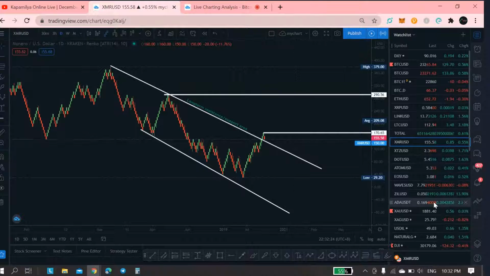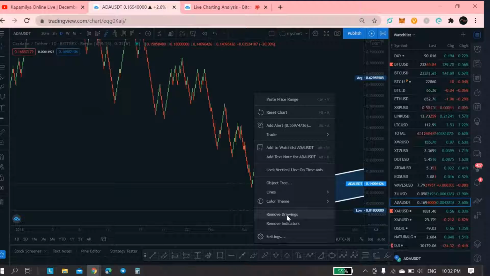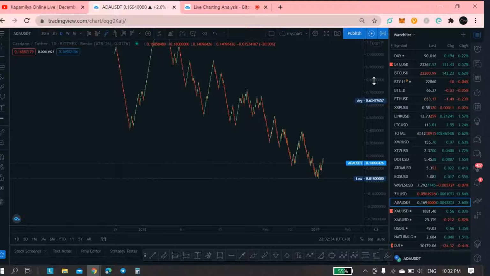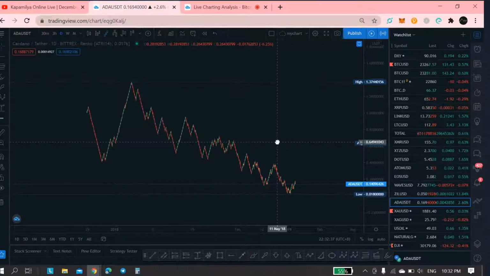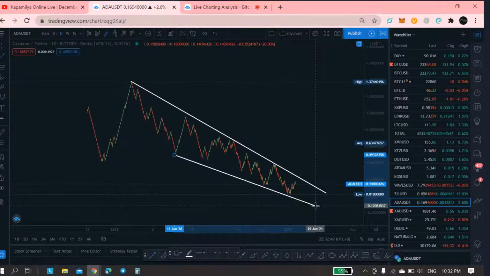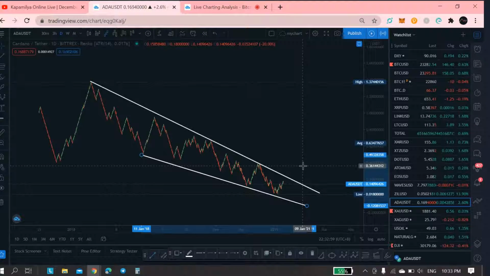Oh, let's try this one, because actually I'm watching this one, the ADA. Remove drawings. Currently, I don't hold it, and I'm also not trading the futures of it. Seems very interesting in the next coming days, once it breaks this long-term resistance area. So anyway, maybe I'll just take note of it.